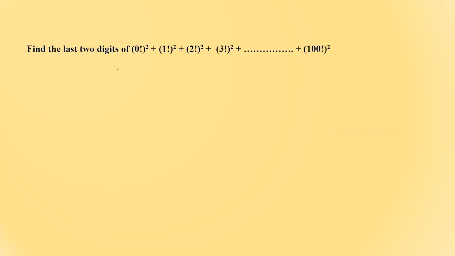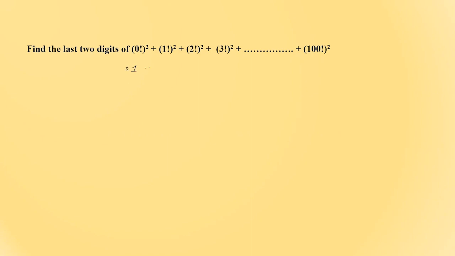So yes, let's start the discussion here. Okay, enough time for this. Take one expression at a time. First of all here, I have 0 factorial. 0 factorial is always going to be 1 and 1 square is going to be 1 here. The last two digits will be 01.